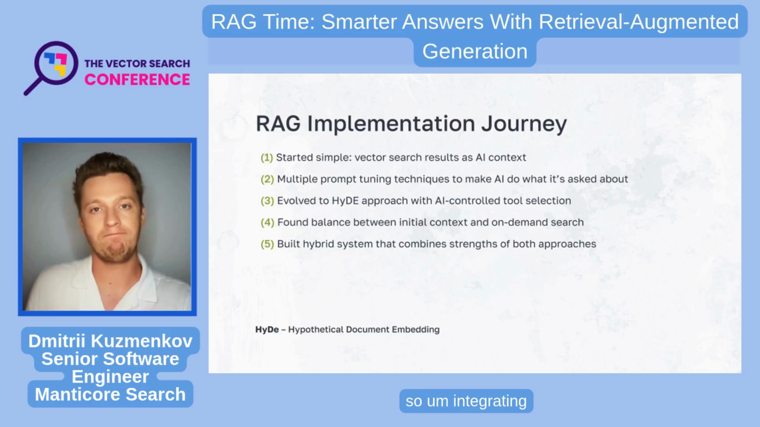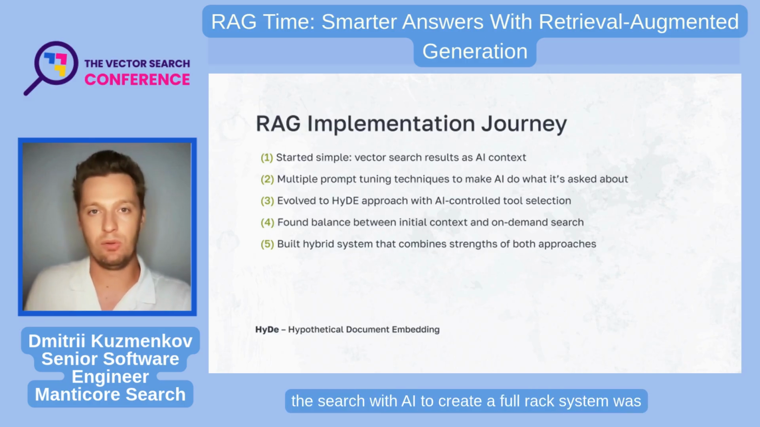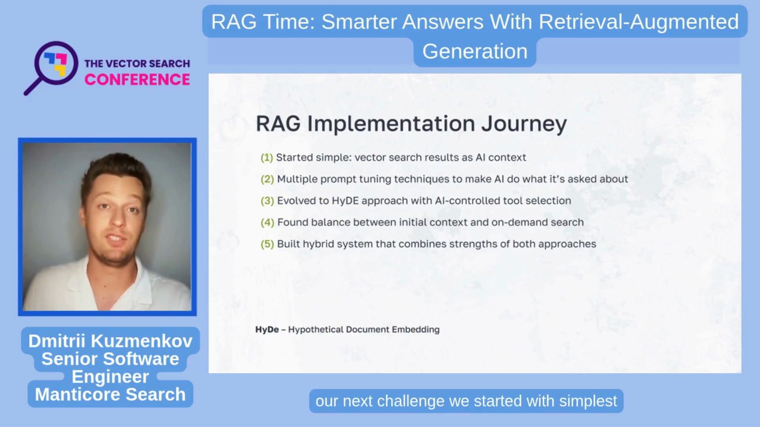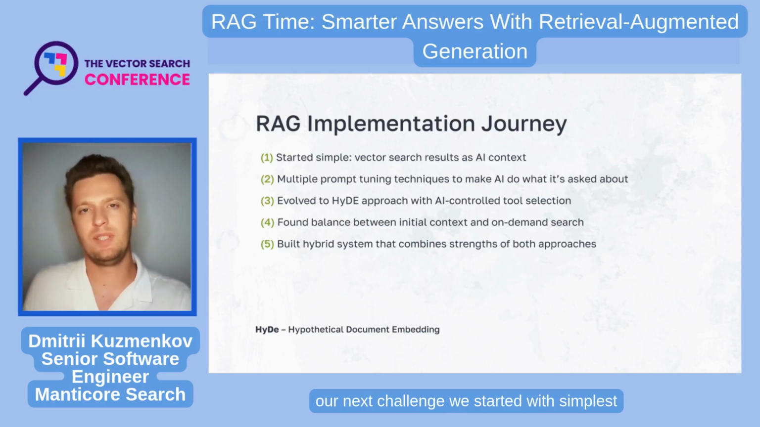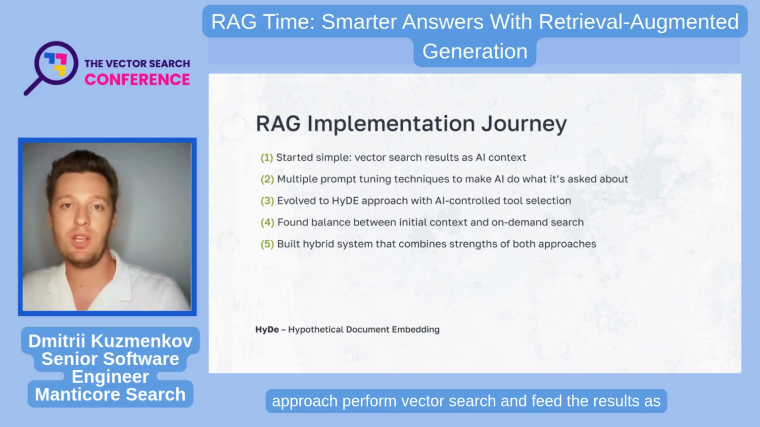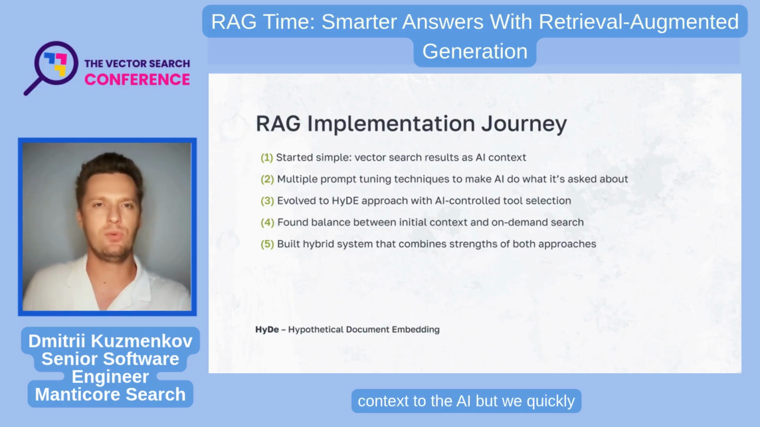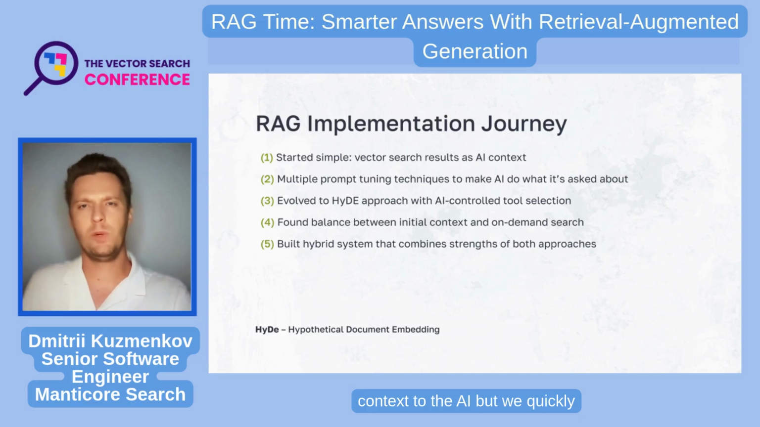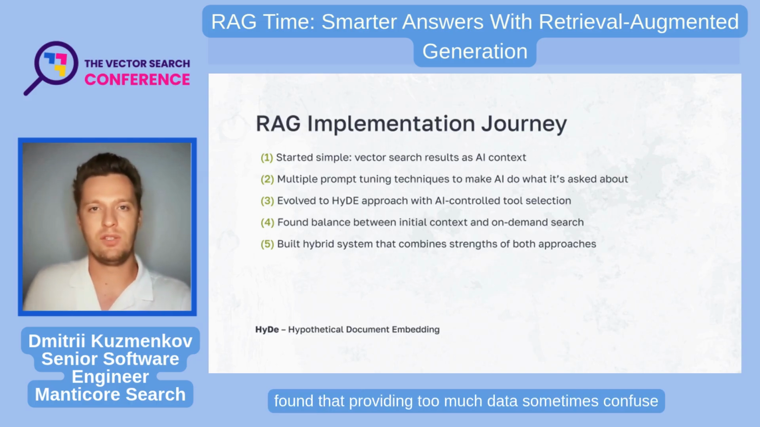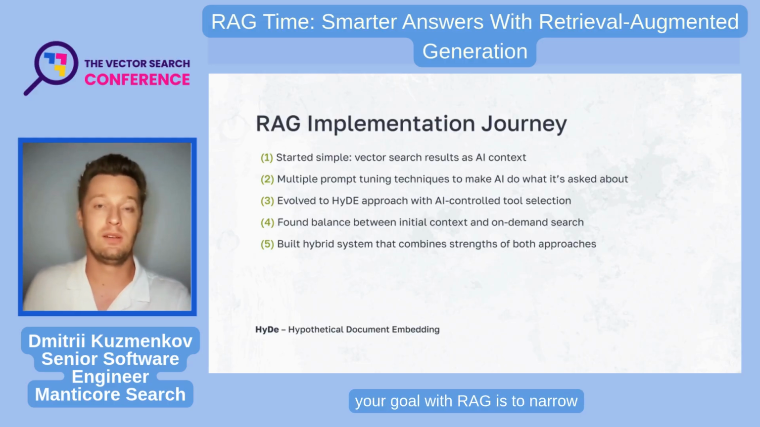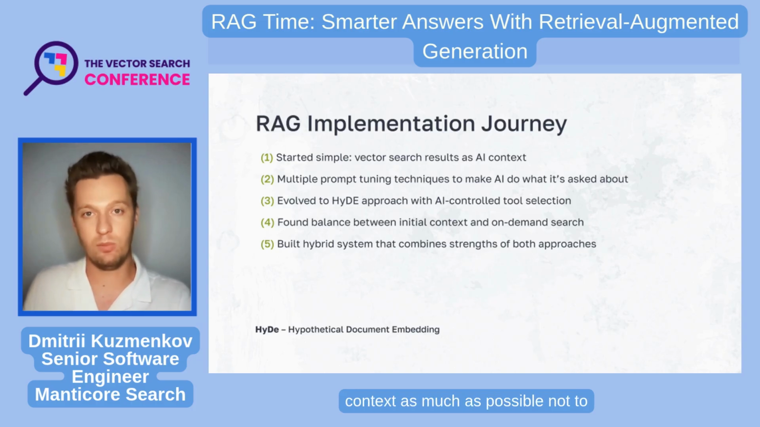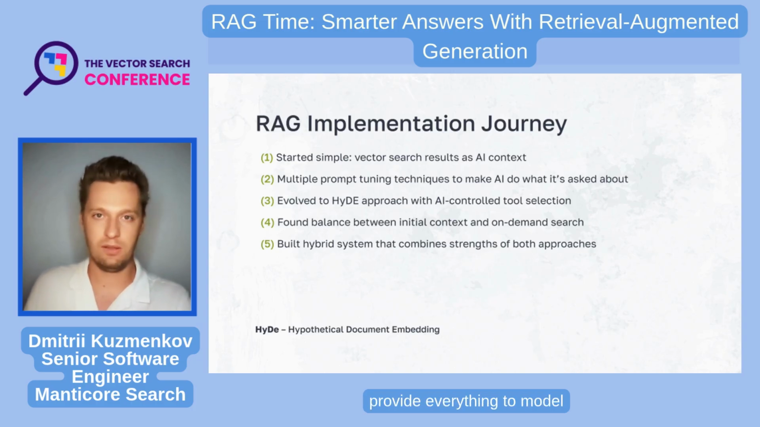So integrating the search with AI to create a full RAG system was our next challenge. We started with the simplest approach: perform vector search and feed the results as context to the AI. But we quickly found that providing too much data sometimes confused the model. The lesson here was clear. Your goal with RAG is to narrow context as much as possible, not to provide everything to the model.